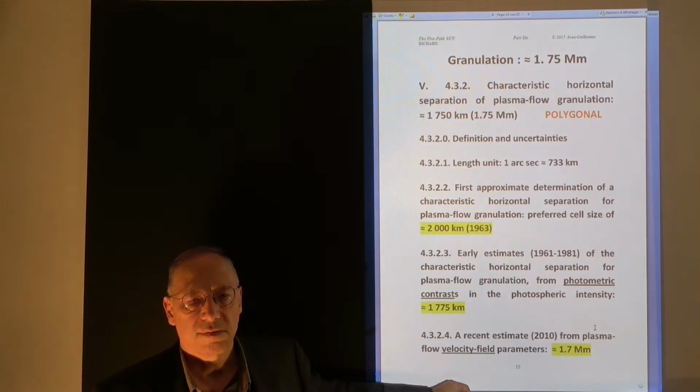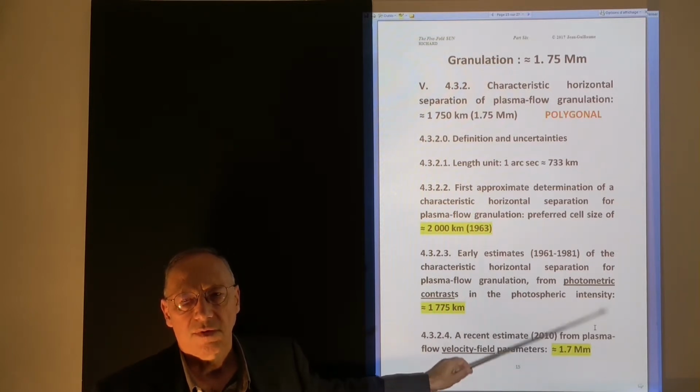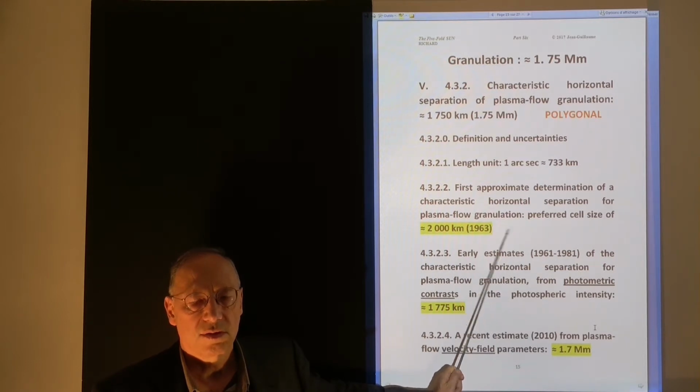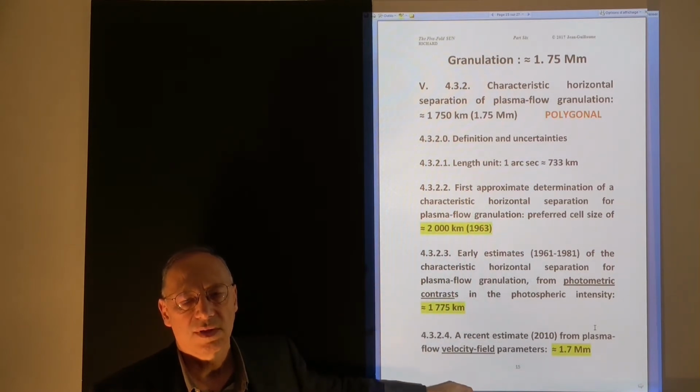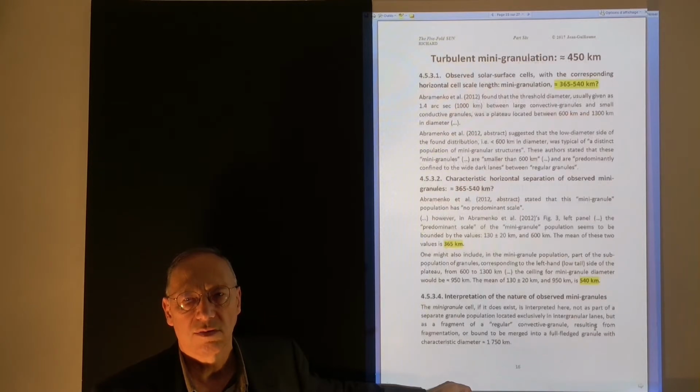Granulation is the best known, first discovered around 1900 by Janssen in Meudon. It is not circular. We should not use diameter. It is polygonal in nature. And the first approximations with modern instrumentation in the 1960s were about 2,000 kilometers, can now be refined around 1.7 or 1.8 megameter. We retain a typical value of 1.75 megameter, very close to Mackintosh's estimate in 1992.